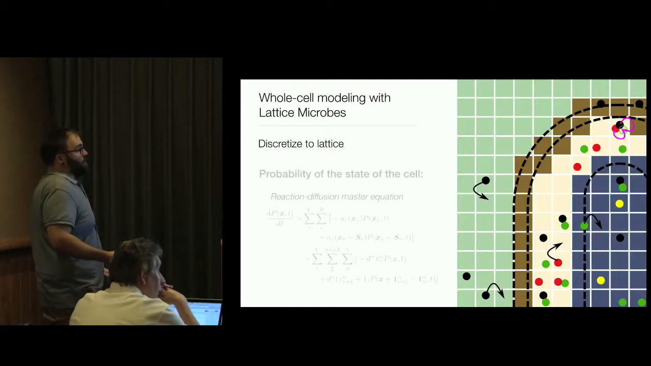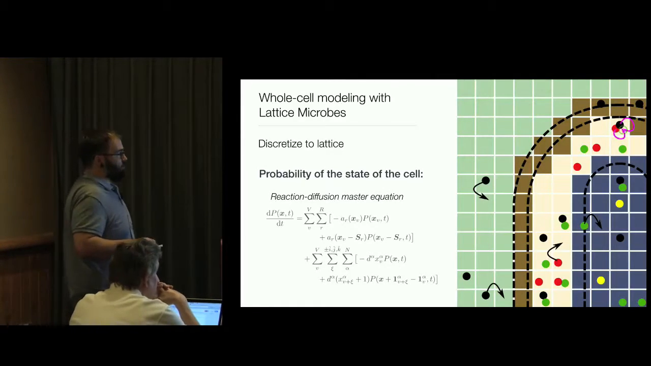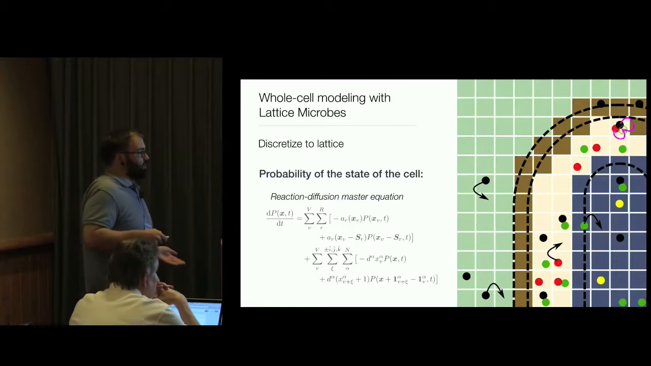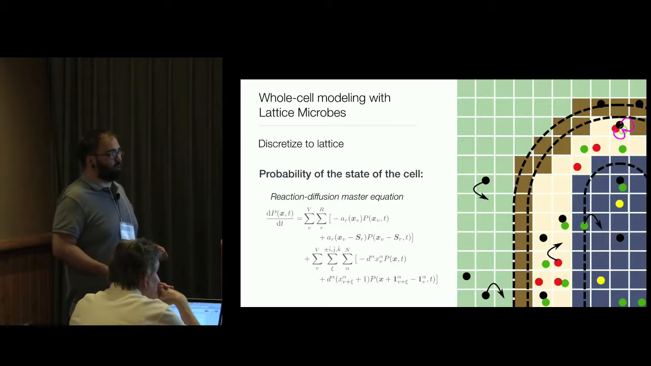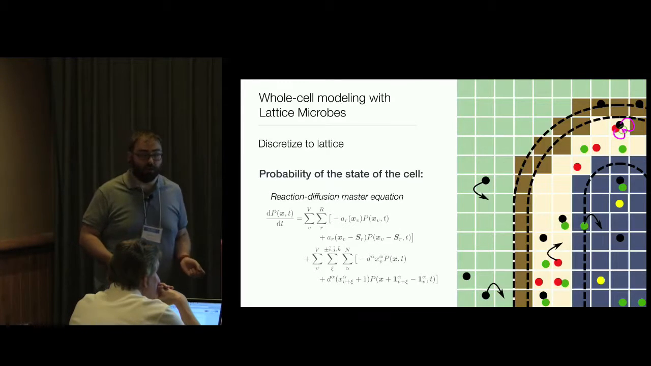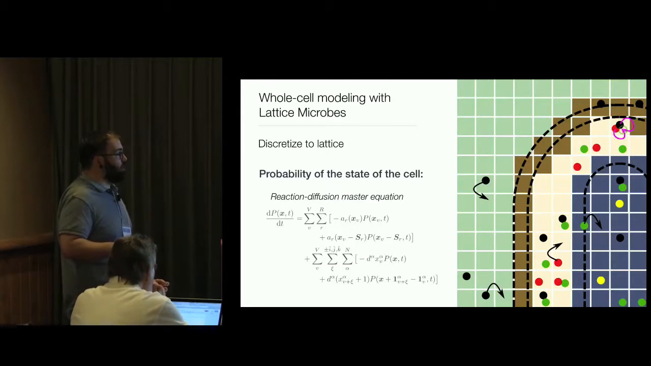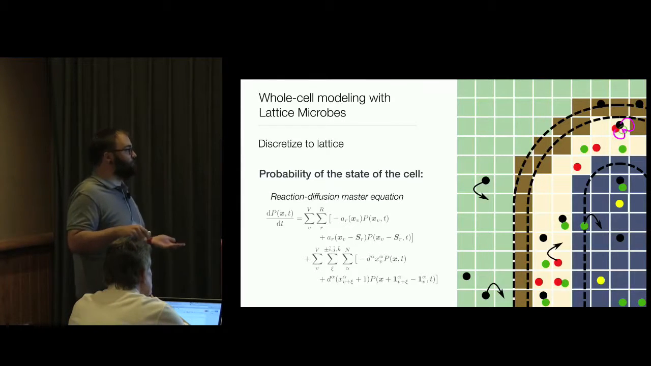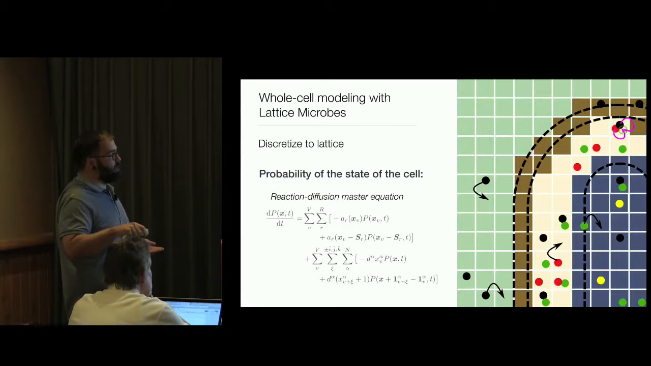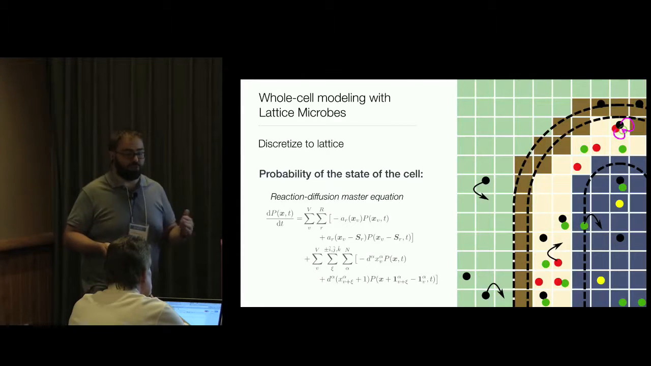So the dynamics, like I said, is governed by the reaction diffusion master equation. And what this equation does is it specifies the probability to find a particular state of the cell. So the first term here governs the reactions. So this is basically just telling us the probability flux due to reactions out of the state plus reactions into the state. And the second term here is probability flux due to diffusion.